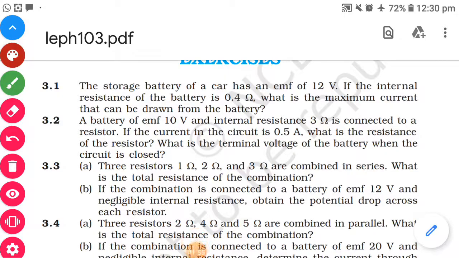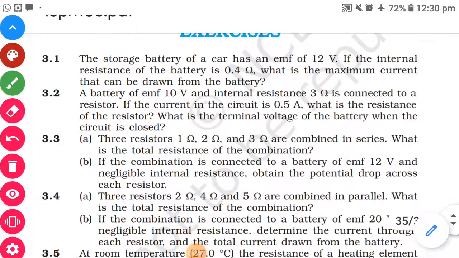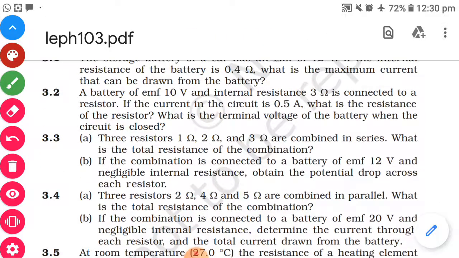Now second numerical, a battery of 10 volt and internal resistance 3 ohm is connected to a resistor. If the current in the circuit is 0.5 ampere, what is the resistance of the resistor? What is the terminal voltage of the battery when the circuit is closed? Now this can also be calculated easily.